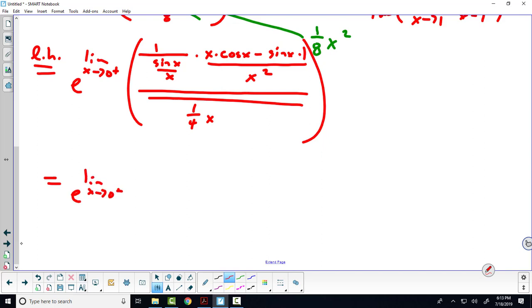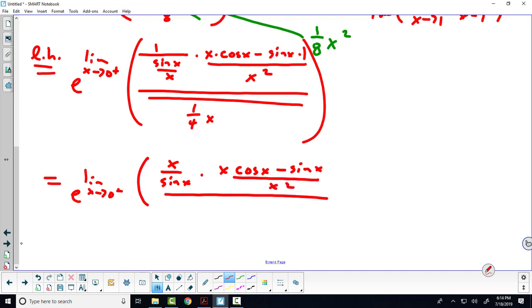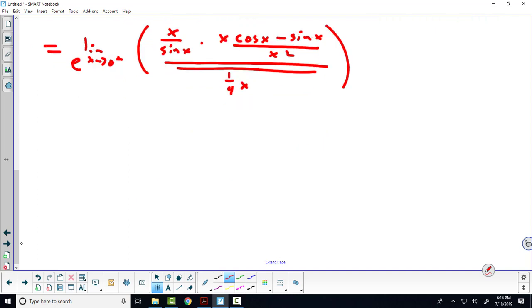Now, I'm going to first go ahead, and it's going to take me an extra line, but I'm going to invert this fraction right here. So it's 1 over the sine of x over x, which is just x over the sine of x. Inverting and multiplying, that gives me x over the sine of x times x cosine x minus sine x over x squared, all divided by 1/4 x. All right, it's a little less ugly.